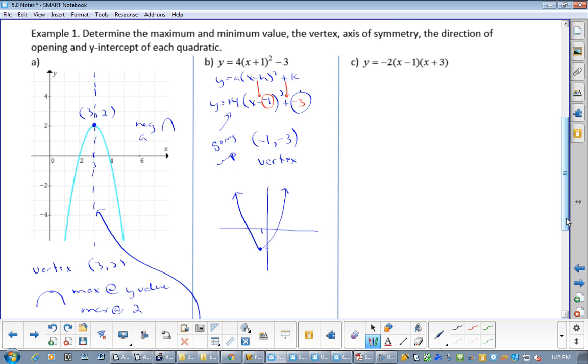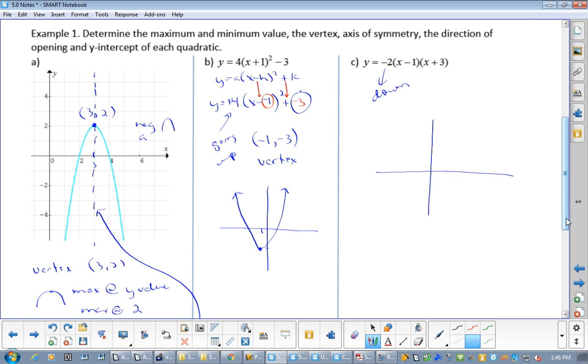How about C, going up or down? Yeah, this is going down. It always says if that a is less than 0, it's going down. Now this one doesn't give me my vertex nicely, does it? This form gives me what really well? What does this form give me? The x-intercepts. What are they?